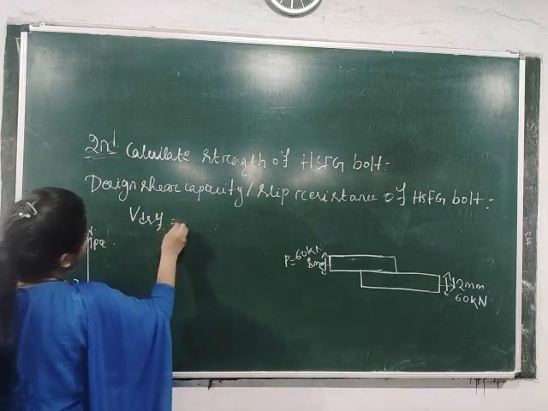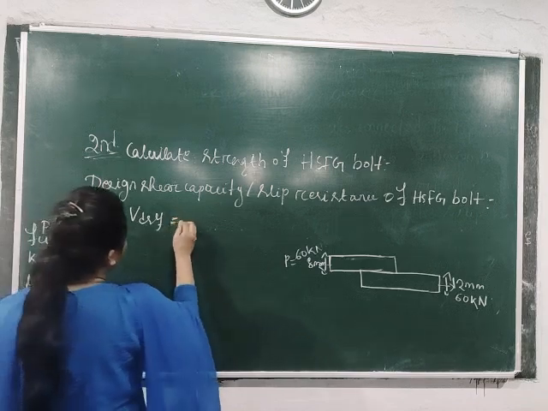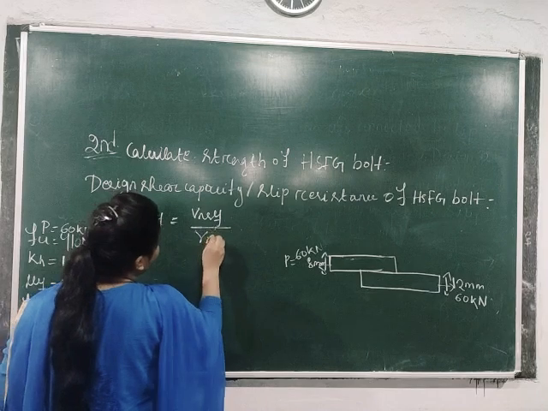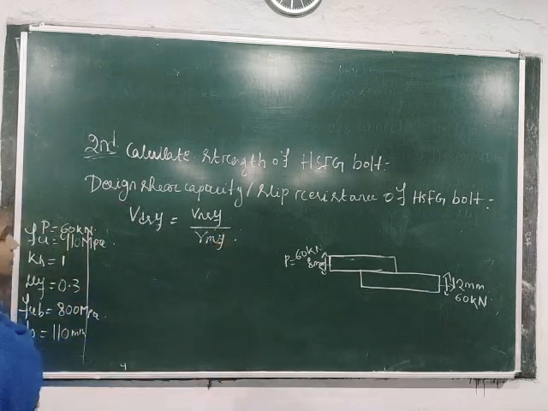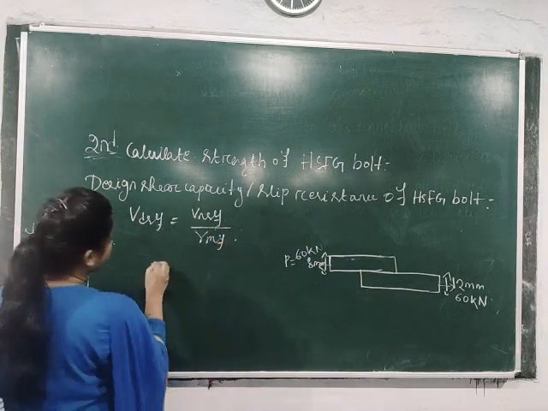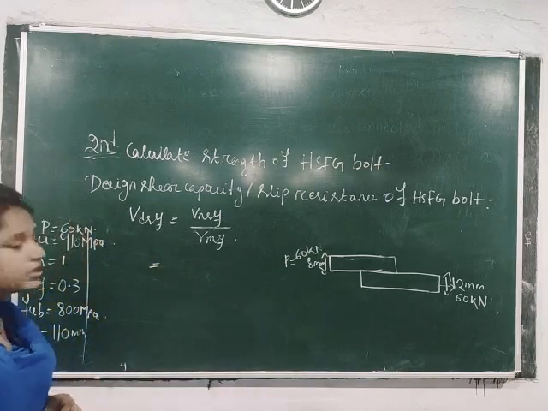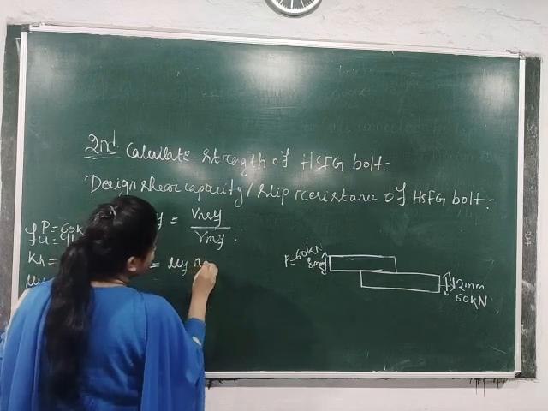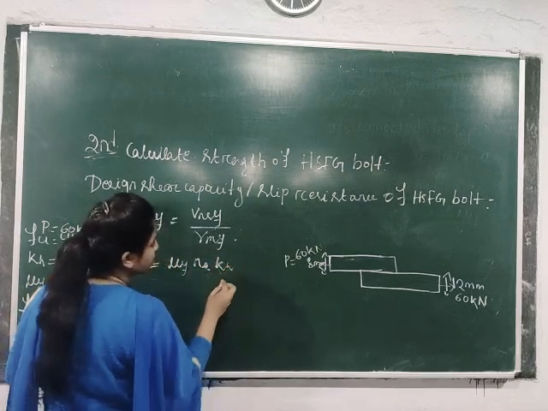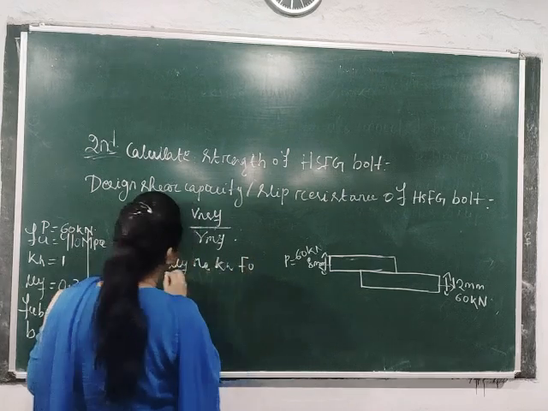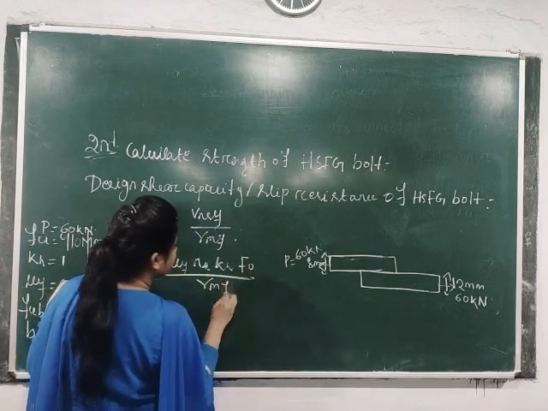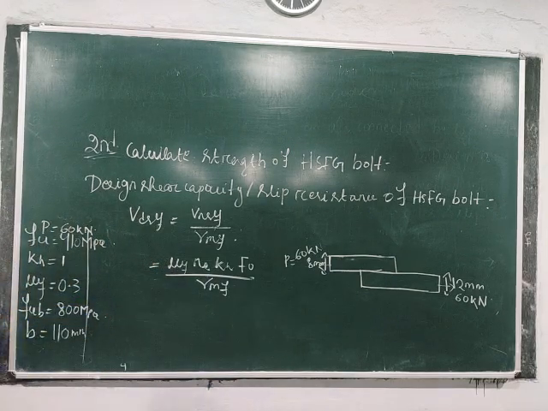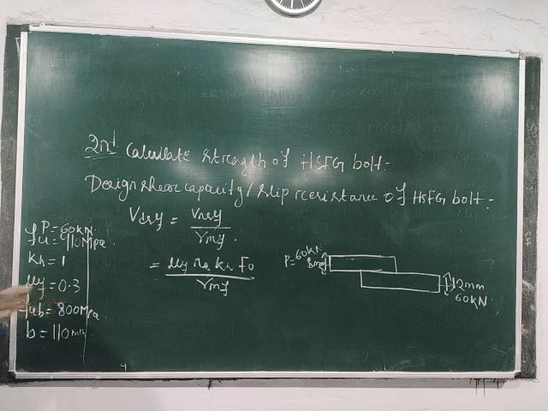So the design shear capacity of the HSFG bolt can be calculated by the nominal shear capacity of the HSFG bolt divided by gamma mf. Here this nominal shear capacity of the HSFG bolt can be calculated by the formula, that is mu f into Ne into Kh into F naught, divided by gamma mf. So here the value of mu f is 0.3, that is given in the question only.